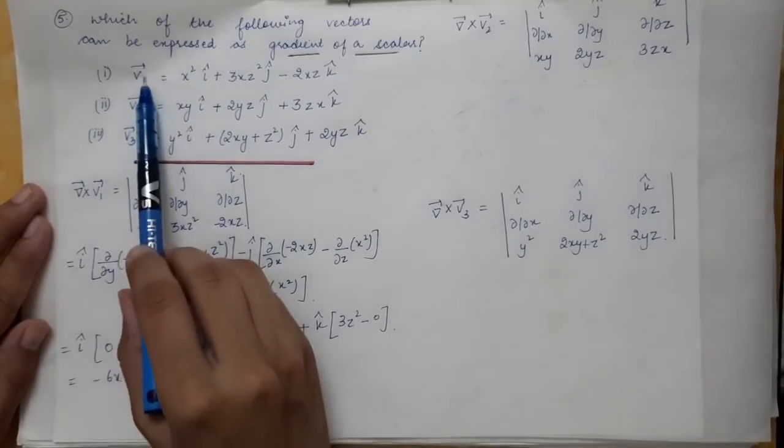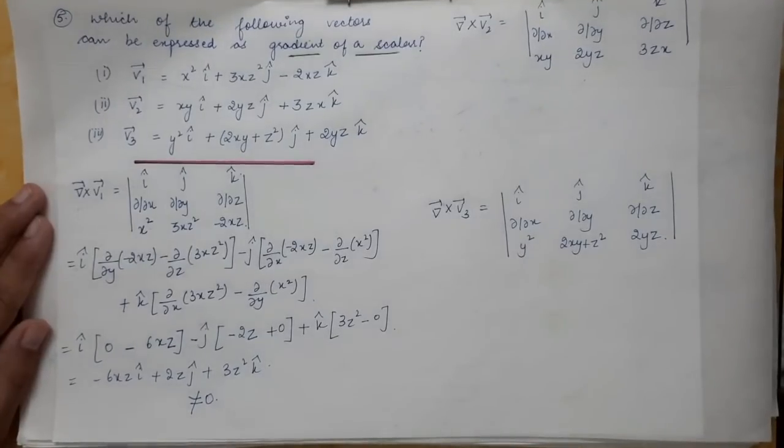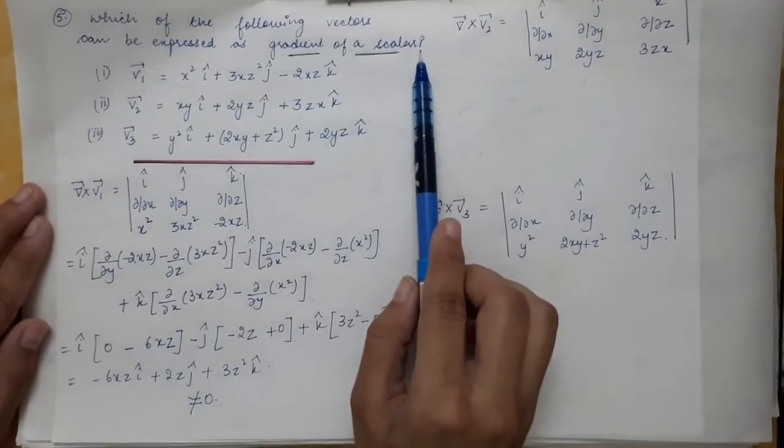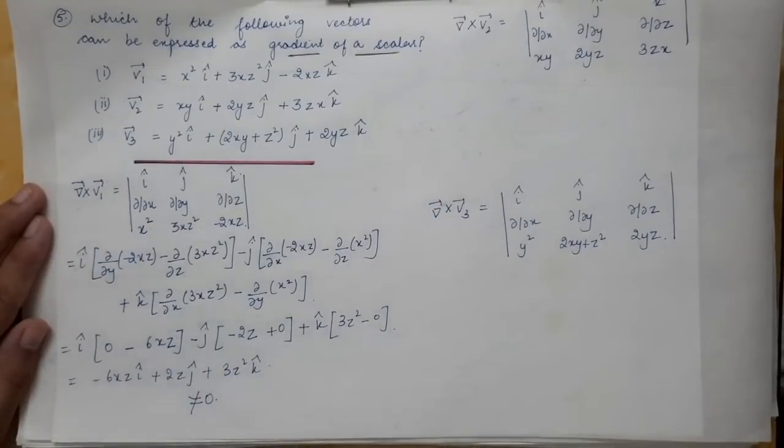So vector v1 cannot be written as gradient of a scalar. Only those vector fields can be written as gradient of a scalar function if the curl of that vector field is 0. So the first vector cannot be written as gradient of a scalar.